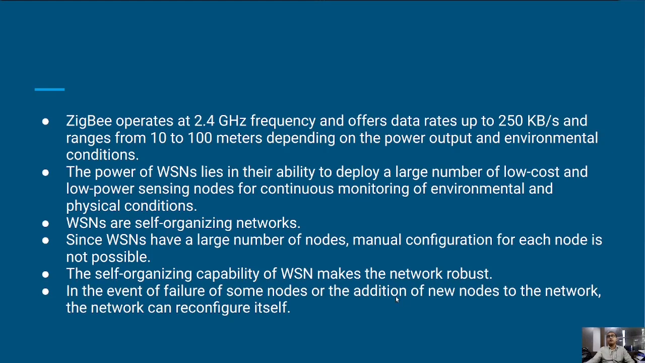You have to just put the nodes at different locations. They will organize themselves. They will connect among themselves. They will establish the routing paths, etc. Now, since WSNs have a large number of nodes, manual configuration of each node is not possible. That's why they have the self-organizing capability, and it also makes the network robust. So in case of, let's say, failure of a few nodes, they can easily reroute data.